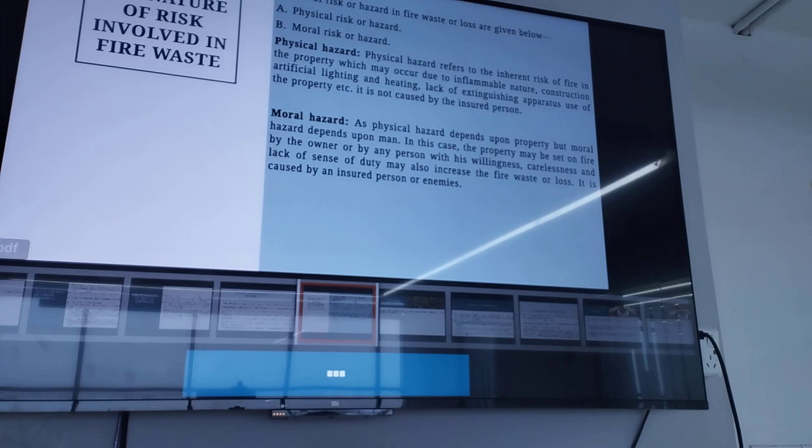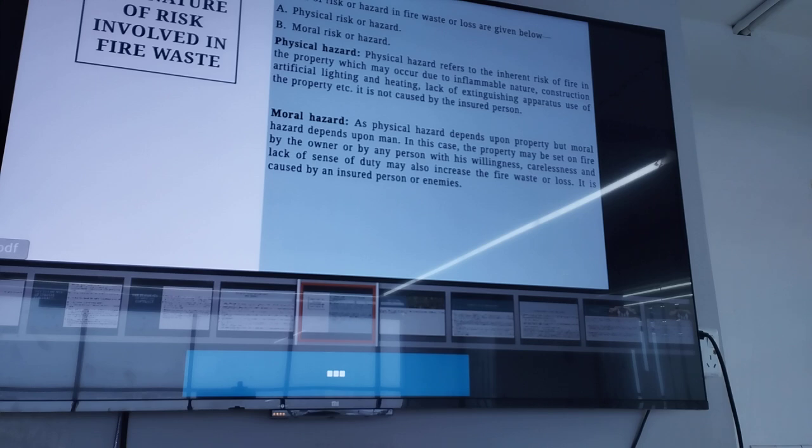Physical hazard. Physical hazard refers to the inherent risk of fire in the property which may occur due to inflammable nature, construction, artificial lighting and heating, lack of extinguishing apparatus, use of property, etc. It is not caused by the insured person.